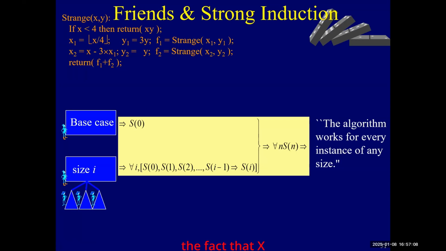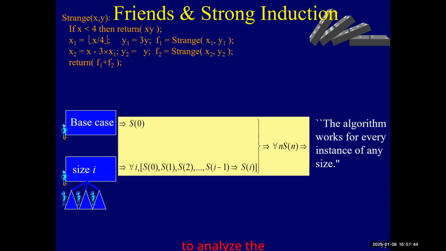The fact that X1 is getting smaller, maybe you could say the product of them. We can have any measure of size we want, so let's have our measure of size be the product. Since we're dividing by 4 and multiplying by 3, the product is getting smaller, right? And in the second one, Y stays the same, but X is getting smaller, so the product is getting smaller, right? So we're giving our friends something smaller so we can trust that they work.